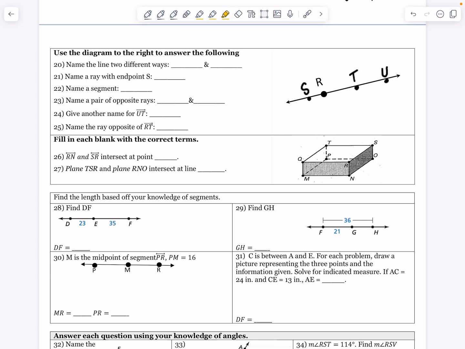All right, y'all, we've made it to the back. So we're going to use the diagram to the right and answer the following questions. So 20 through 25, let's go.